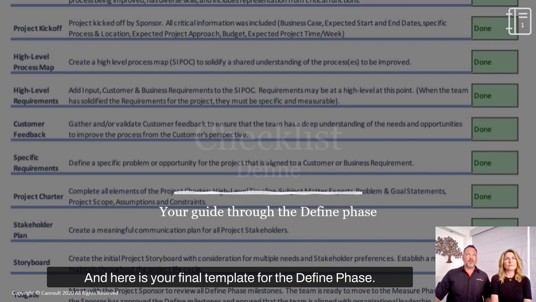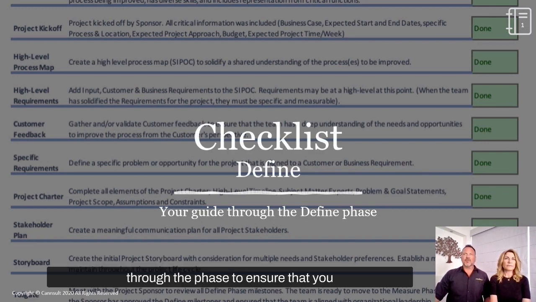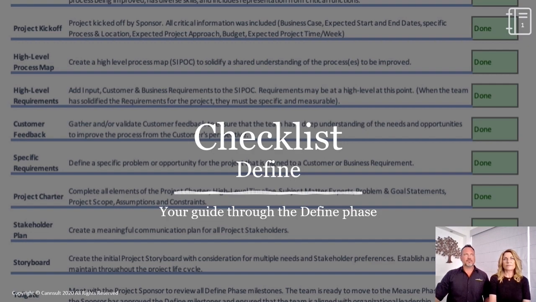And here's your final template for the define phase. This checklist will help to guide you through the phase to ensure that you are not skipping critical milestones. If you decide to move forward when you still have some statuses at yellow or red, it's a great indication that you have some risk factors that will put the timeline or the quality of your project at risk. This checklist can easily be used as the basis of a Gantt chart, which allows you to add names and add dates to each of these phase milestones.